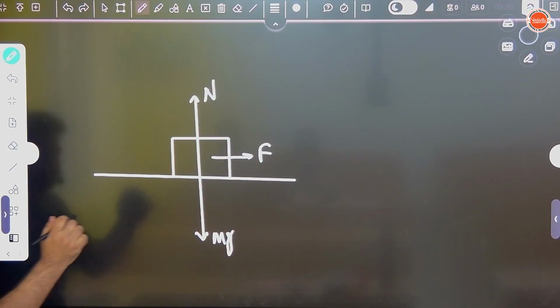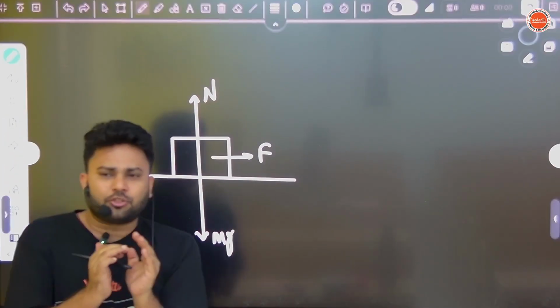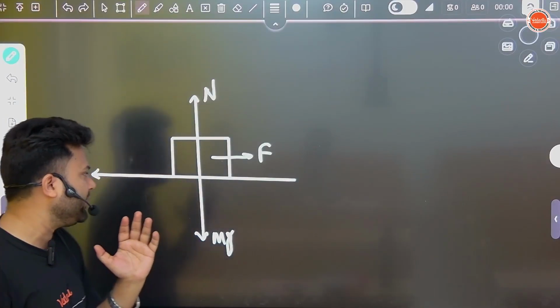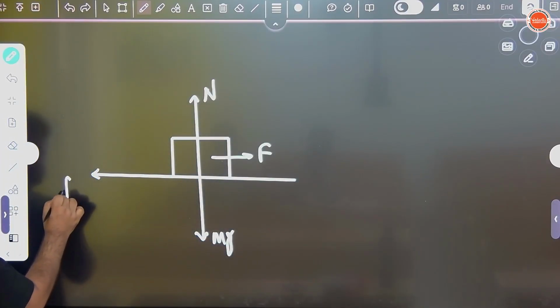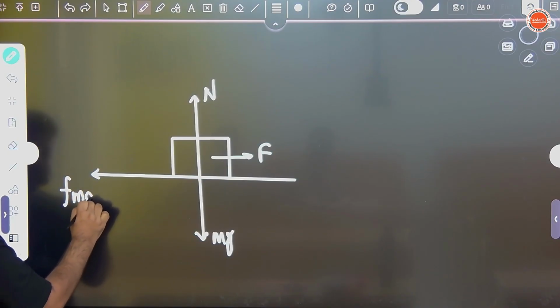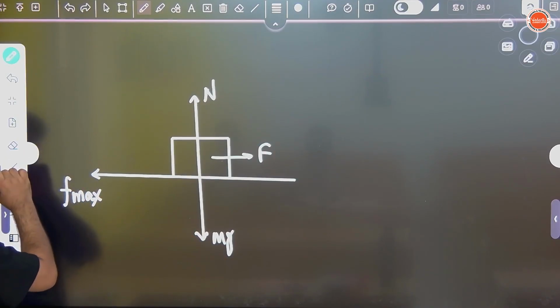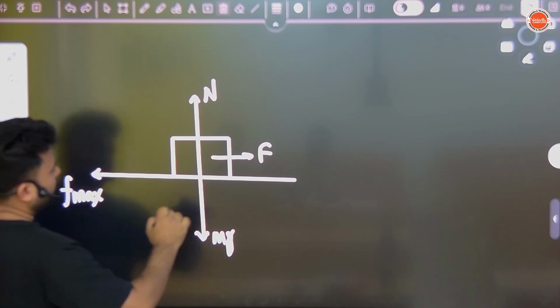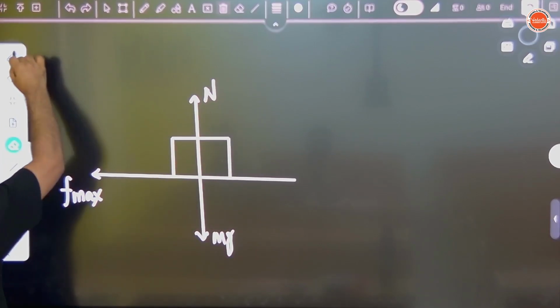And the body is on the verge to move, means right now it is not moving, but it is on the verge to move, means friction is maximum at that point. So this is F max. Suppose this is friction, F max. Correct? Then what we can write?